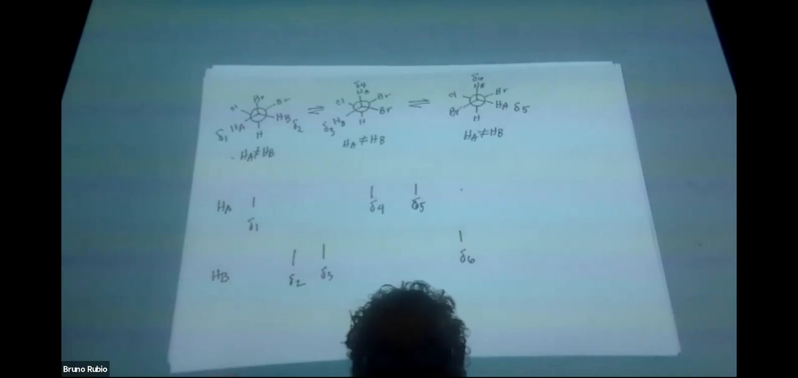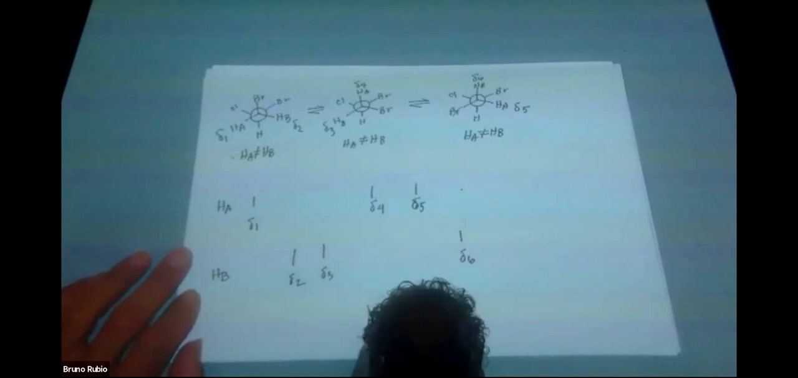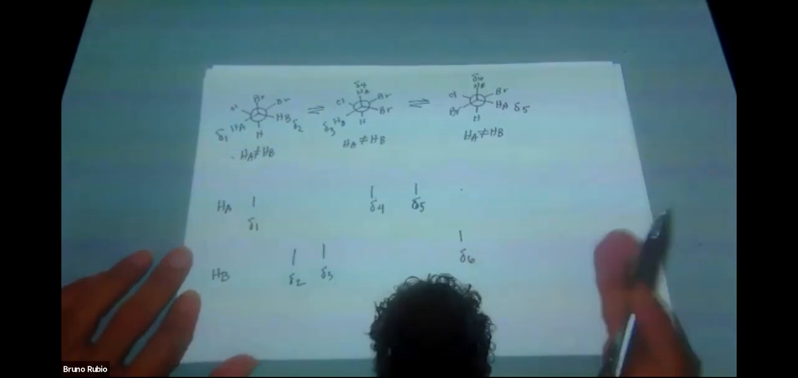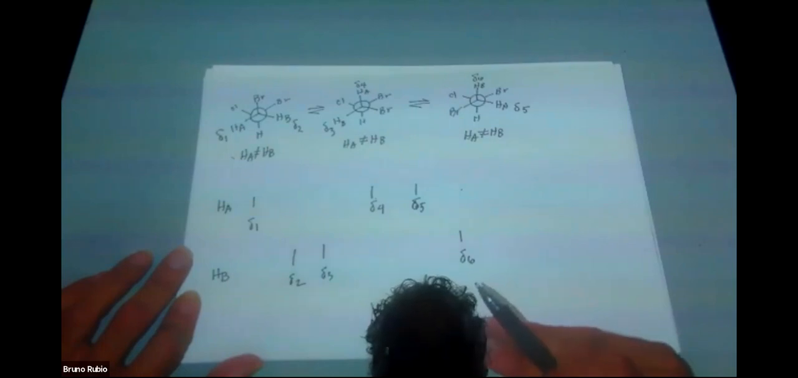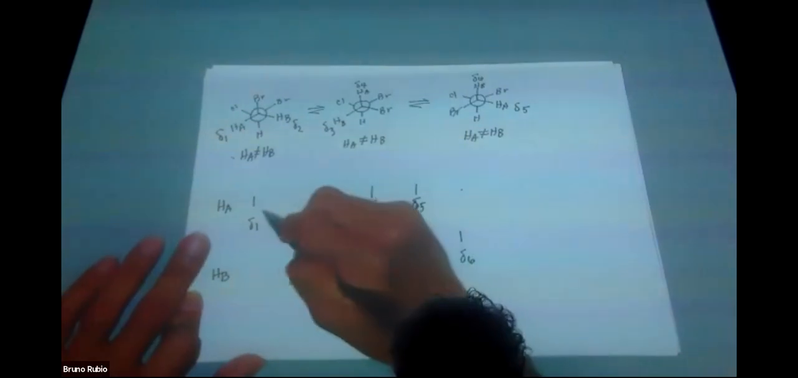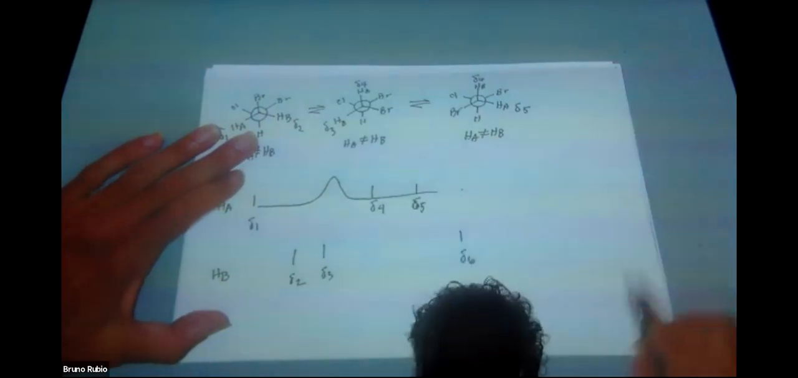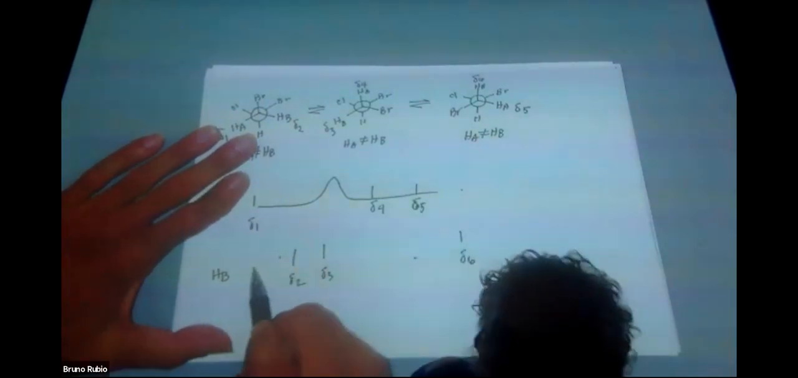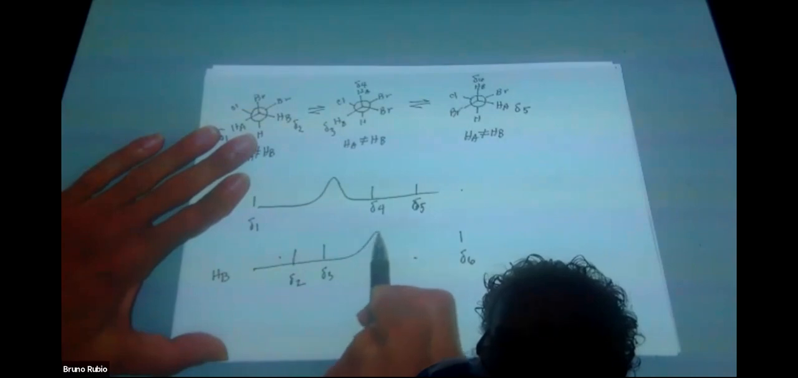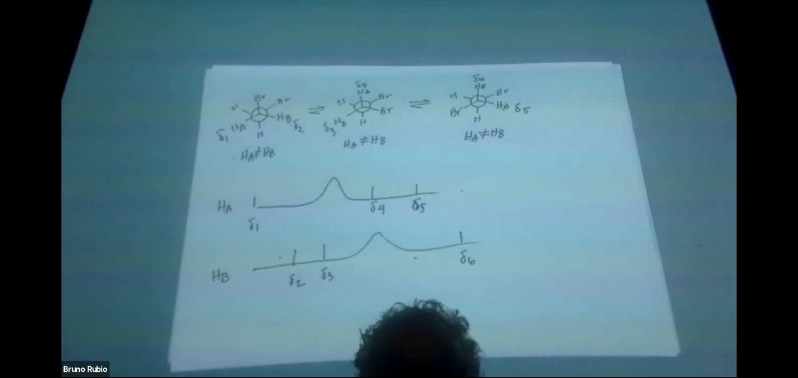But again, we're going from one chemical shift to another chemical shift billions of times per second. All the NMR can see is the average. So these three are going to average out maybe to something here. These three are going to average out to something totally different, maybe something like that over there. So these two, even the averages are going to be different.